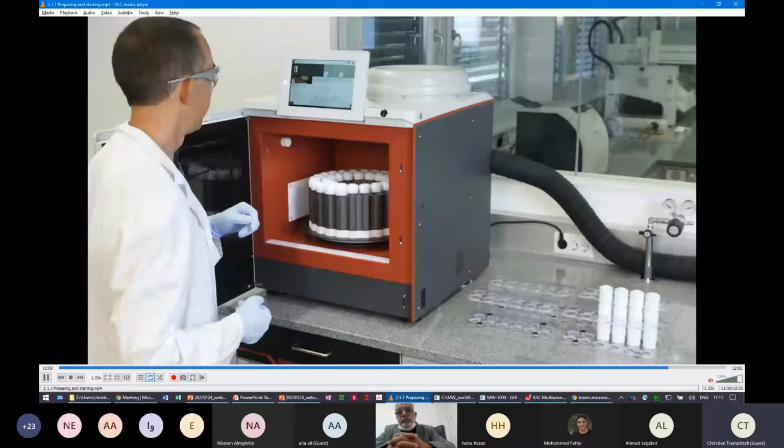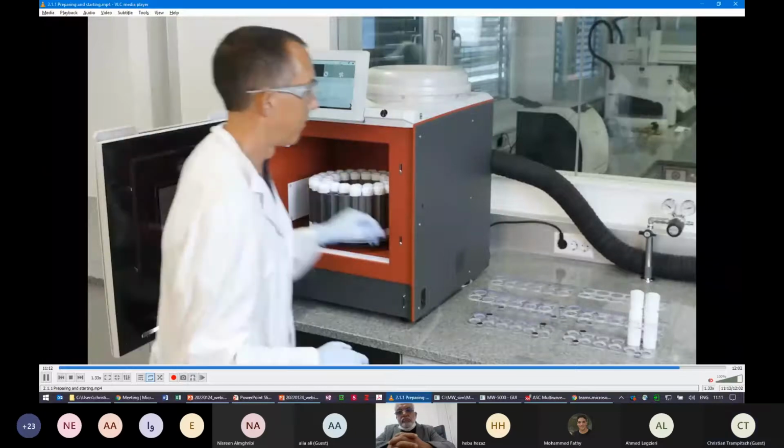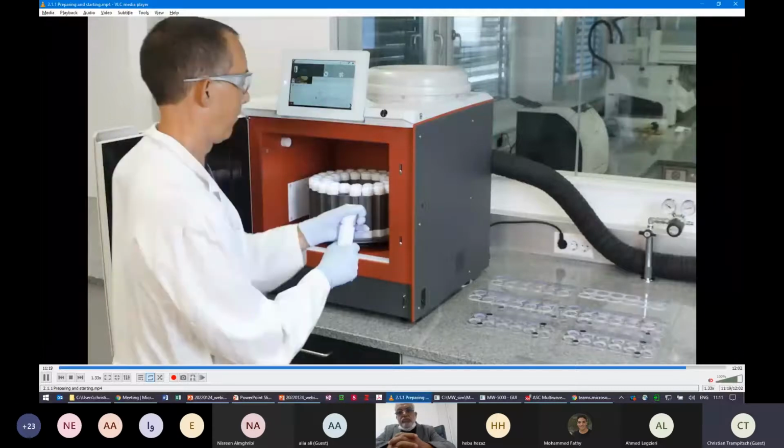So you have a very convenient filling inside the instrument, and that's it. You put on the rotor lid then, and again start the run as we've seen before.